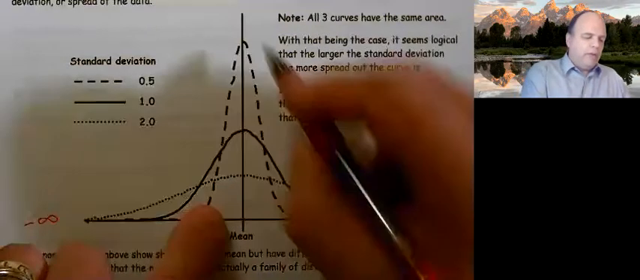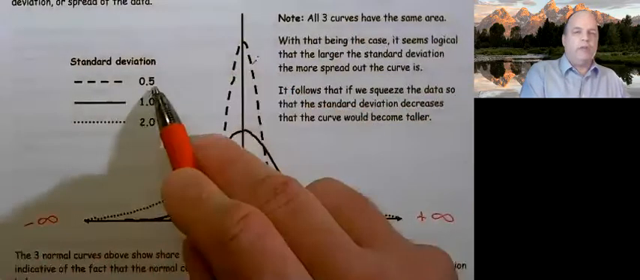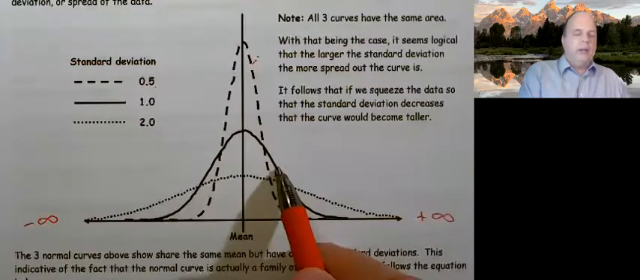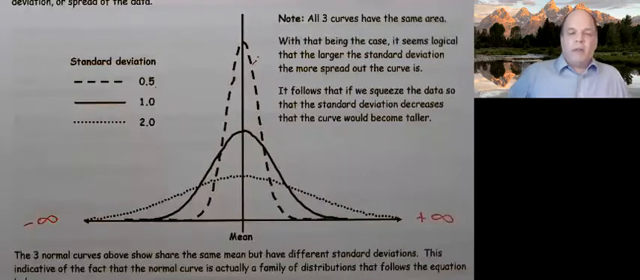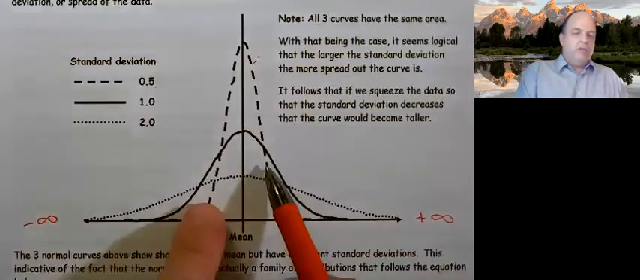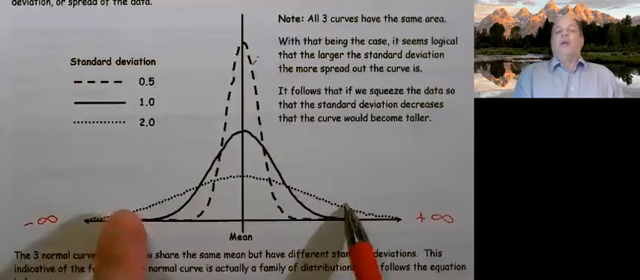So this one here has the smallest standard deviation. It has a small standard deviation of 0.5. This one has a standard deviation of 1. And this has a standard deviation of 2. All three of them go from negative infinity to positive infinity. It just happens that this one is steeper and narrower, and this one is larger and fatter, or wider and fatter.